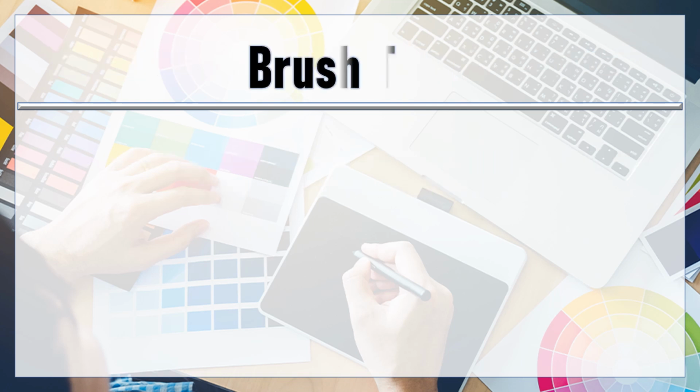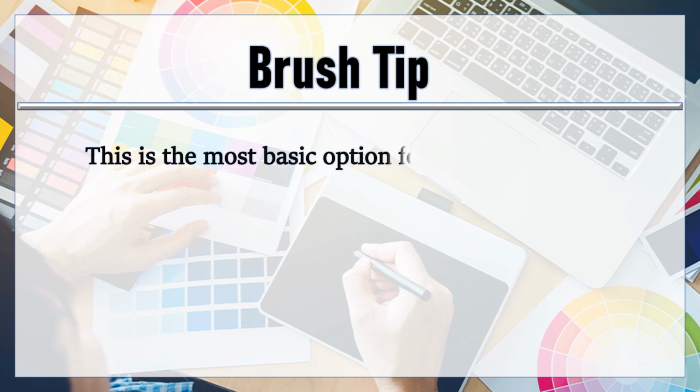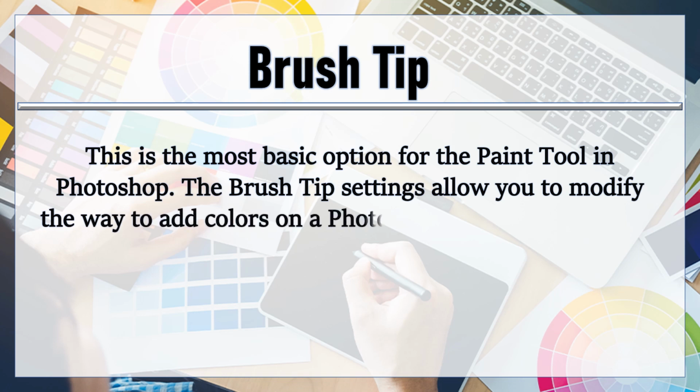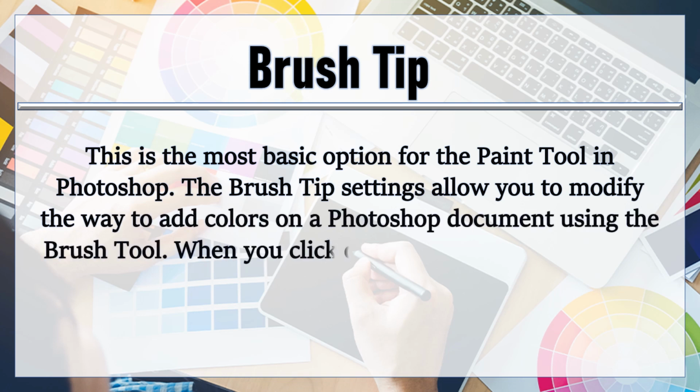Brush tip. This is the most basic option for the paint tool in Photoshop. The brush tip settings allow you to modify the way colors are added on a Photoshop document using the brush tool.